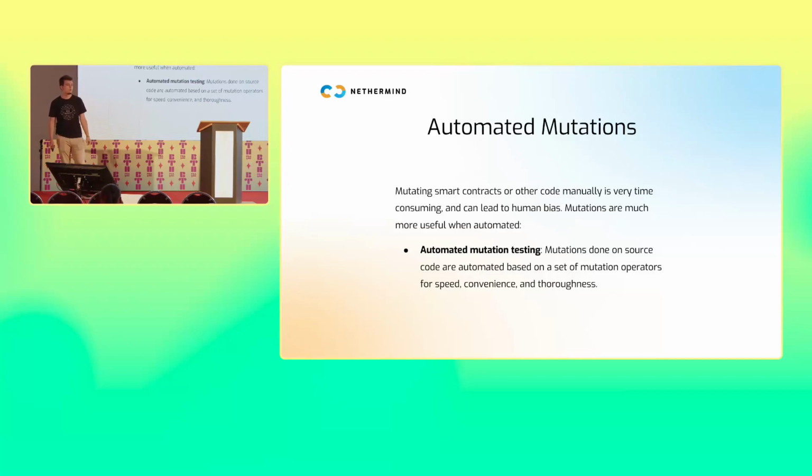So we also have automated mutations, because doing this by hand, again, is very time consuming. Like with most forms of testing, doing it in an automated manner is usually better. It can also lead to human bias, because we're the ones testing our code. We might think that some sorts of mutations are better, but we might miss some edge cases. So we have automated mutation testing. It's basically doing this technique using a default set of operators randomly on our code.